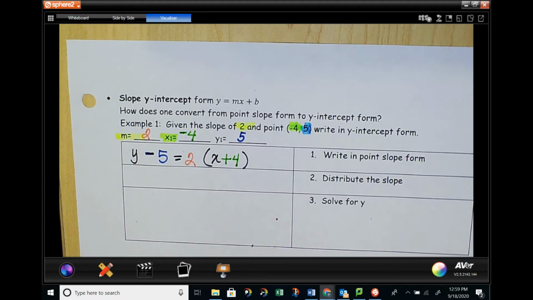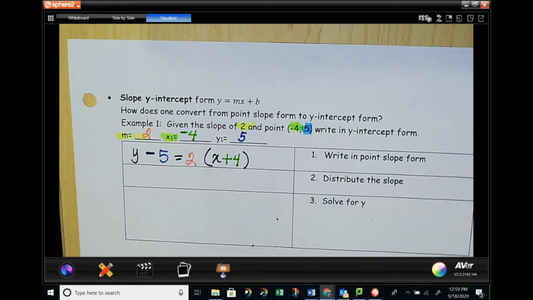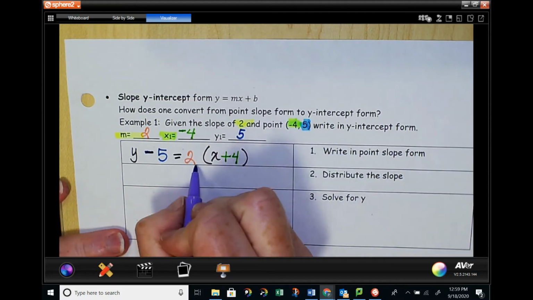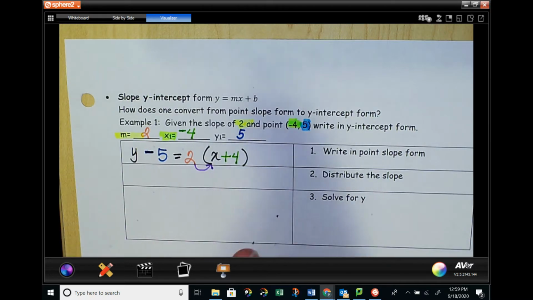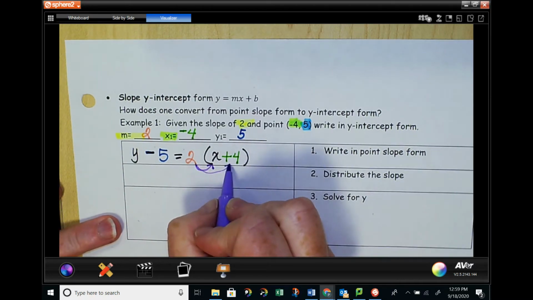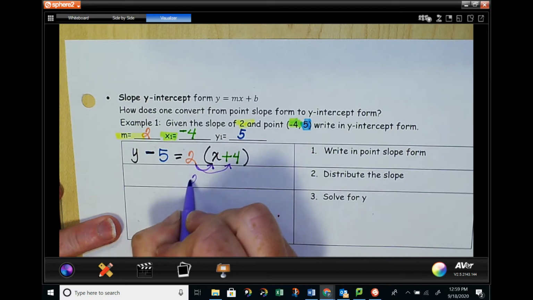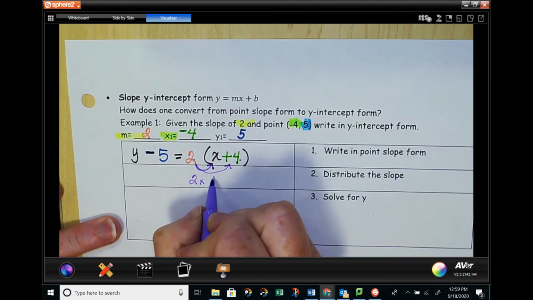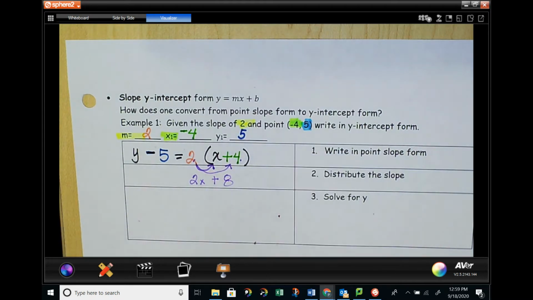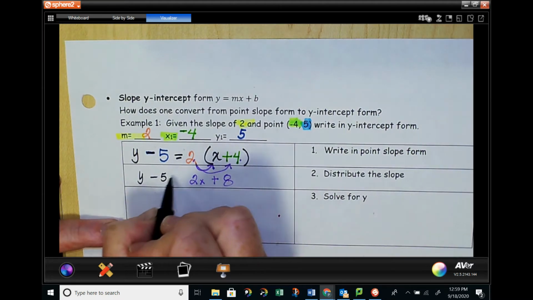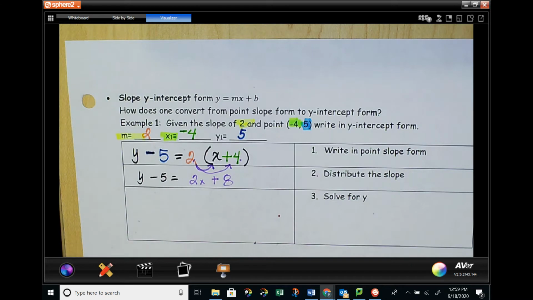So now I'm just going to distribute the slope. That's that next little section. This says to distribute that slope. When you distribute, remember you're going to multiply the 2, the slope, by everything inside that set of parentheses. So I have 2x, and 2 times a positive 4 is positive 8. And then everything else there is just y minus 5 equals that. So I've distributed the slope.